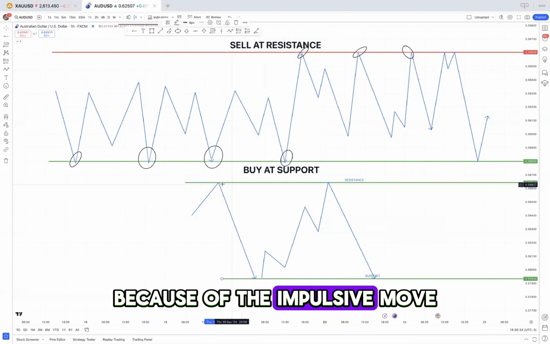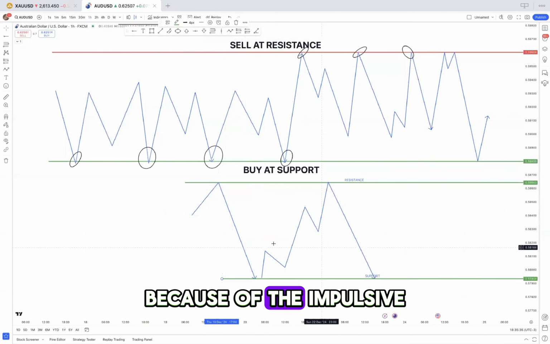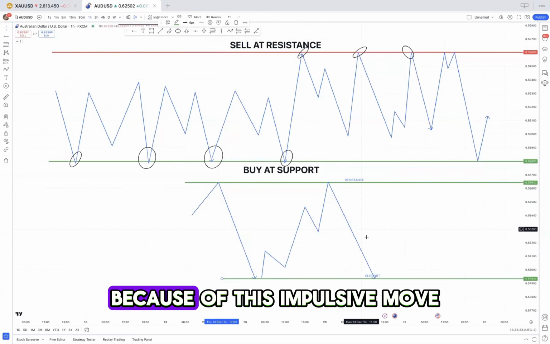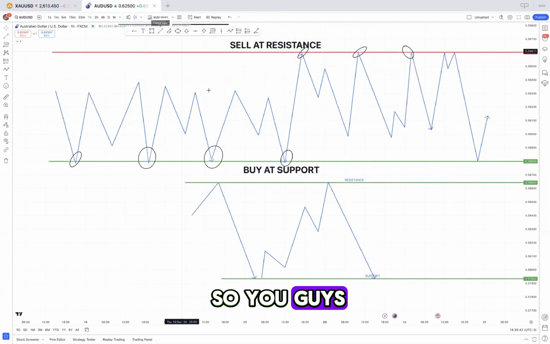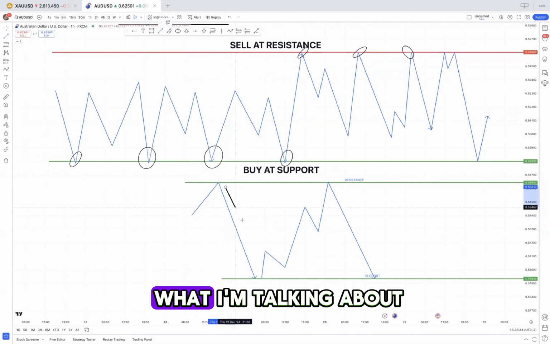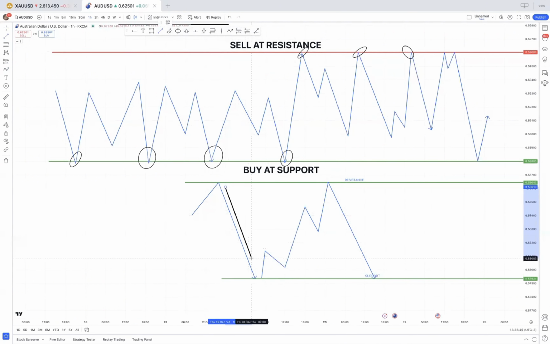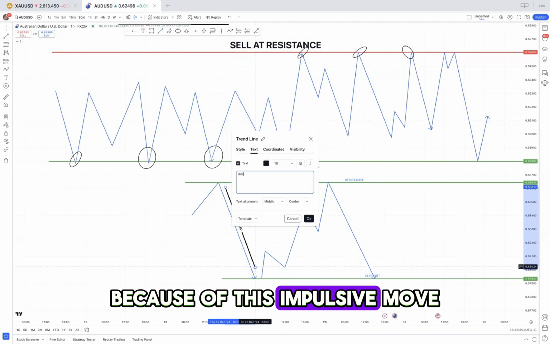Because of this impulsive move. So let me just put it down there so you guys can get what I'm talking about. So this impulsive move.